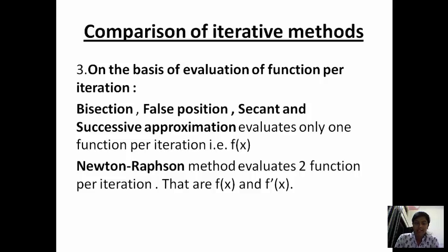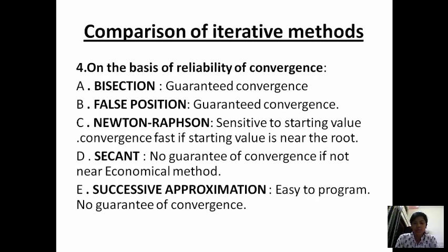The third thing is we'll evaluate the function as per the iteration. In bisection, false position, secant, and successive approximation, it will evaluate only one function per iteration, that is fx. मतलब सिर्फ एक फंक्शन होता है fx जिसे हम लोग कंप्यूट करते हैं, लेकिन न्यूटन-रैप्सन मेथड में हमें fx भी निकालना रहता है, डिफरेंशिएशन ऑफ fx भी निकालना होता है. सो इन दिस वे न्यूटन-रैप्सन मेथड में हमें दो चीजें लगती है.